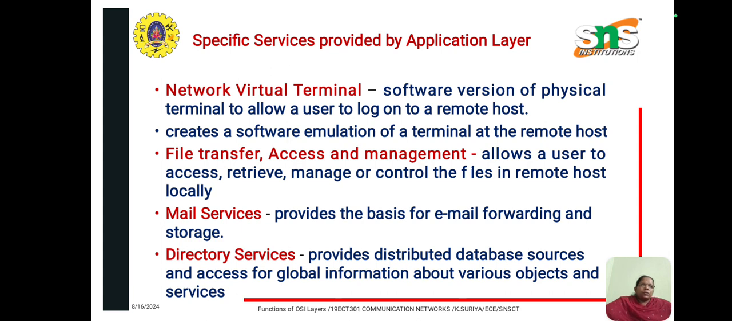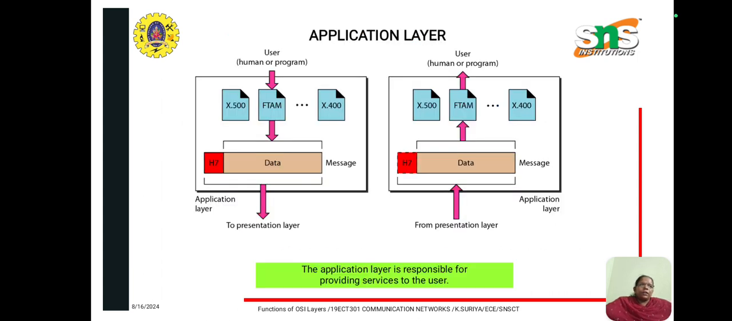This allows a user to access files in a remote host, to retrieve files from a remote computer for use in the local computer, and to manage and control files in a remote computer locally. Mail services provides the basis for email forwarding and storage. And directory services, this application provides distributed database sources and access for global information about various objects and services. So the figure shows the relationship between the application layer to the user and the presentation layer.